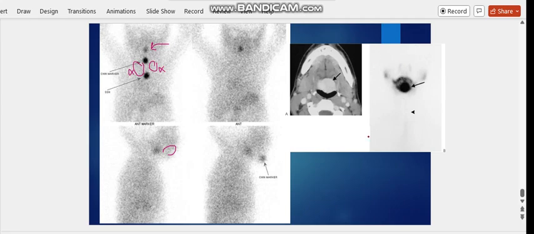And on the thyroid scan, as you can see here, there is no thyroid activity at the expected region of the thyroid gland. However, there is increased uptake at the level of the chin. So this is ectopic thyroid tissue. I think that's all for the main radiological differences between ectopic thyroid tissue and thyroglossal duct cyst.